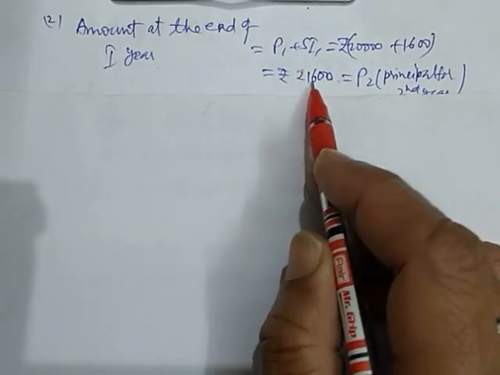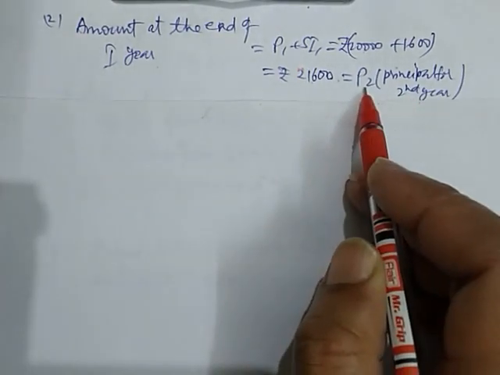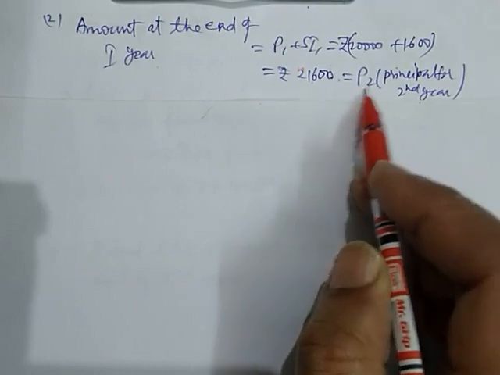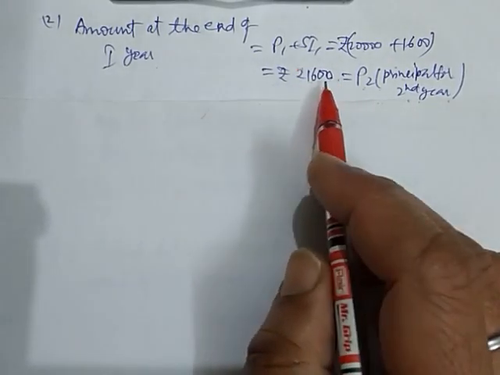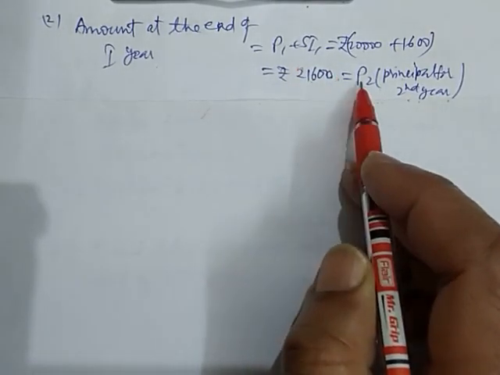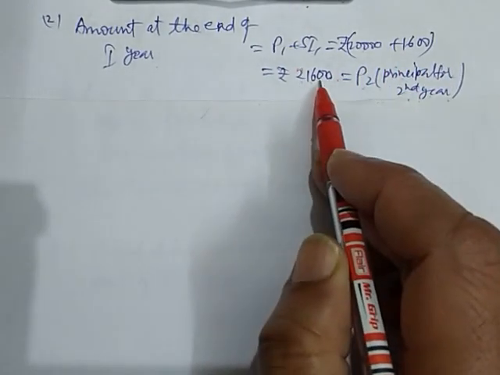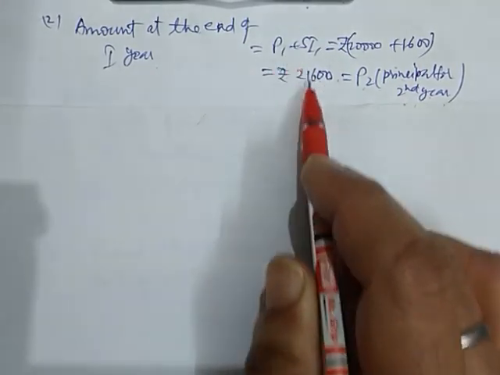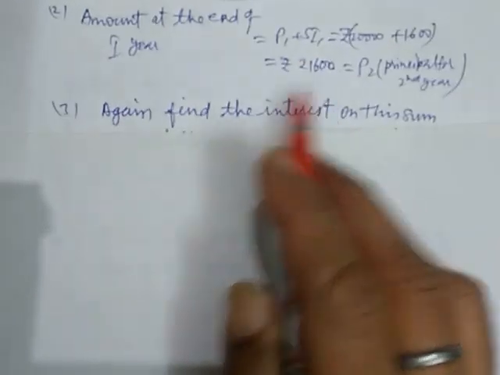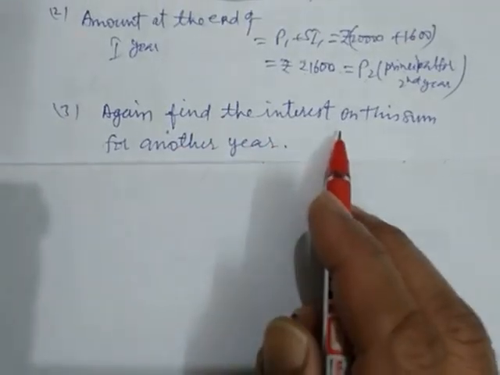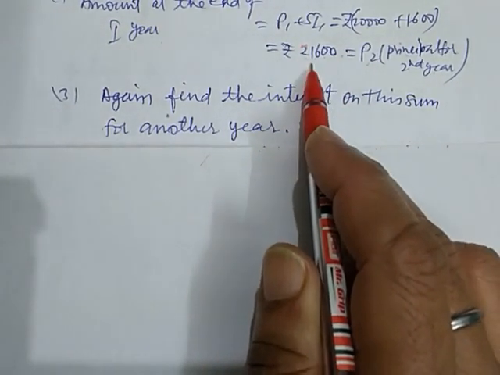Now this amount becomes the principal for the second year, so we name it P2. P2 is the principal for the second year. This is the difference between simple interest and compound interest: for the second year, the first year's interest is added to the previous principal amount. This thing should be very clear to all of you. Again, find the interest on this sum. This is the sum for the second year, which behaves like a principal.